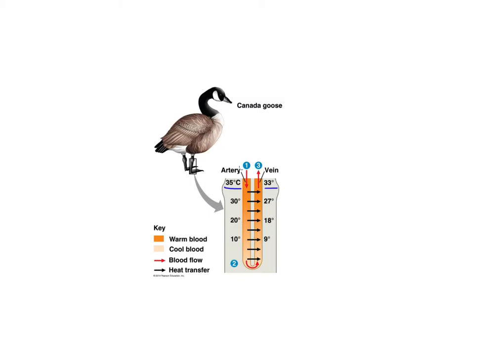Now the beauty of this is that the artery is taking blood from the warm body. So this is warm blood from the body, goes into the legs, and it enters at about 35 degrees. By the time it gets down close to the ice, it's already at 10.